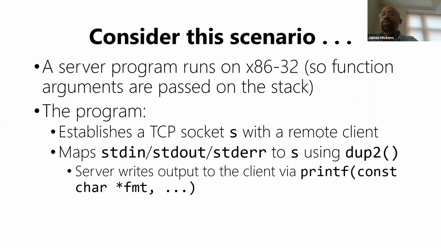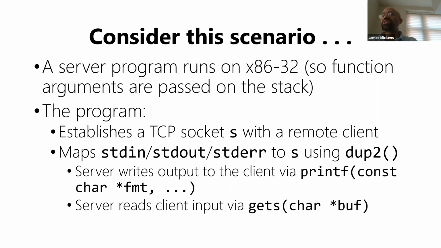So why might that be helpful? Because then if the server wants to write output to the client, this remote client connected via the socket, then the server can just call printf, right? And so since standard out has been bound to this socket, the printf is going to send bytes over the network to the remote client. Also, the server can read client input just by doing a gets, reading input from standard in, which once again has been bound to the socket, reading from standard in, placing those bytes in the buffer.